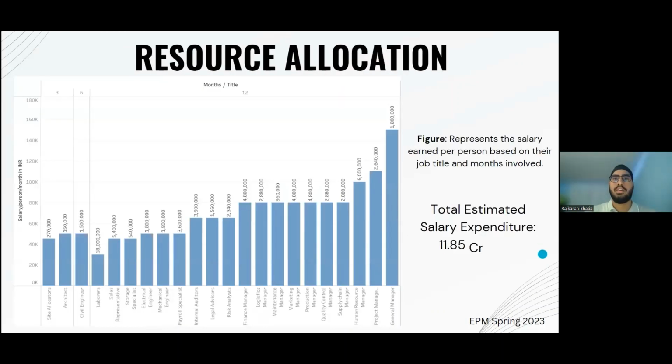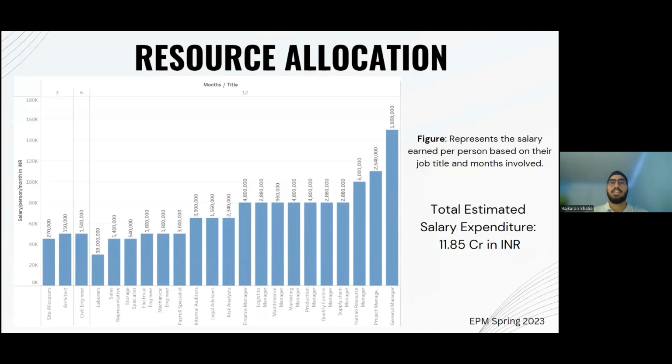Thank you, Prithvi. Hi, this is Rajkaran. To understand our resource allocation, which is a combination of our monitor and control plan and financial plan, we break it off into different salaries based on the project titles that we laid out. In the first phase, which is the planning phase, we look at the resources allocated to the site allocators as well as the architect for the 3-month phase.